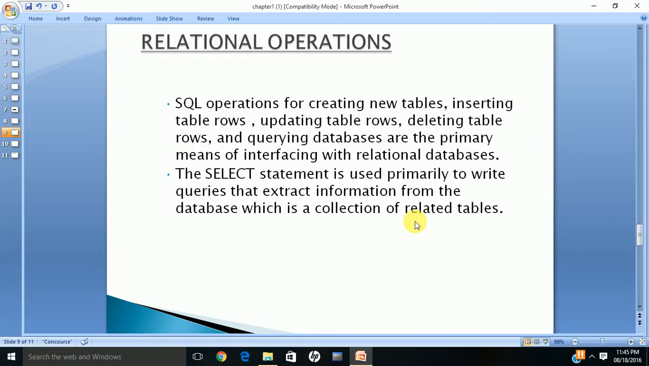SQL operations for creating new tables, inserting into tables, updating tables, deleting table rows, and querying the database are the primary means of interfacing with a relational database. The select statement is used primarily to write queries that extract information from the database, which is a collection of related tables.